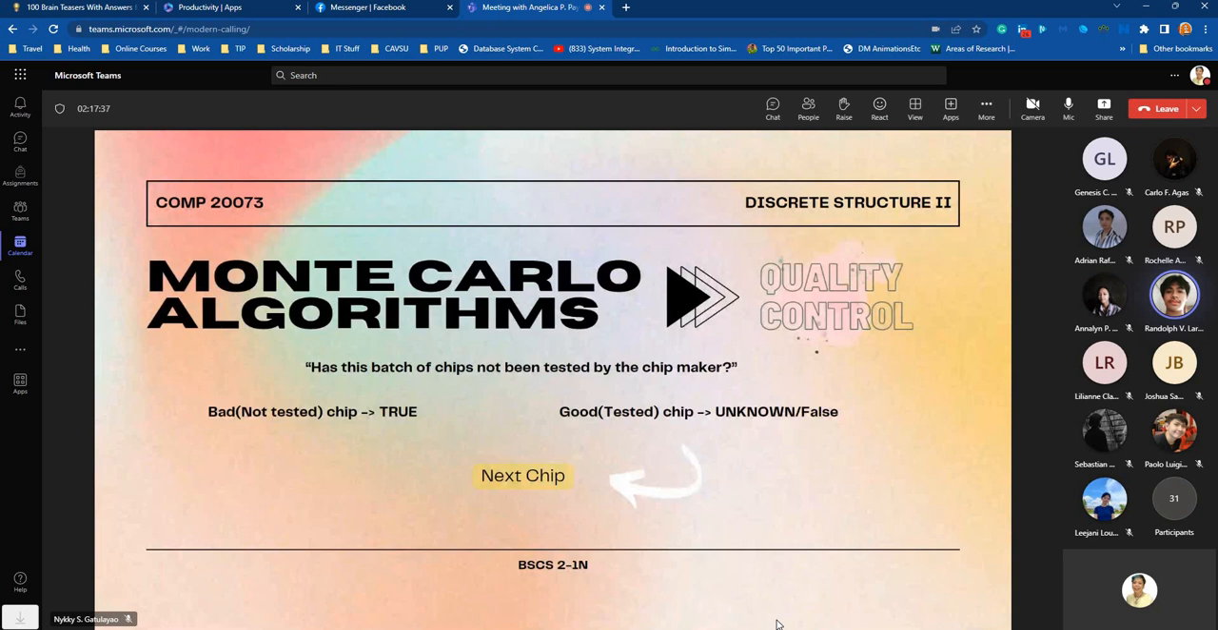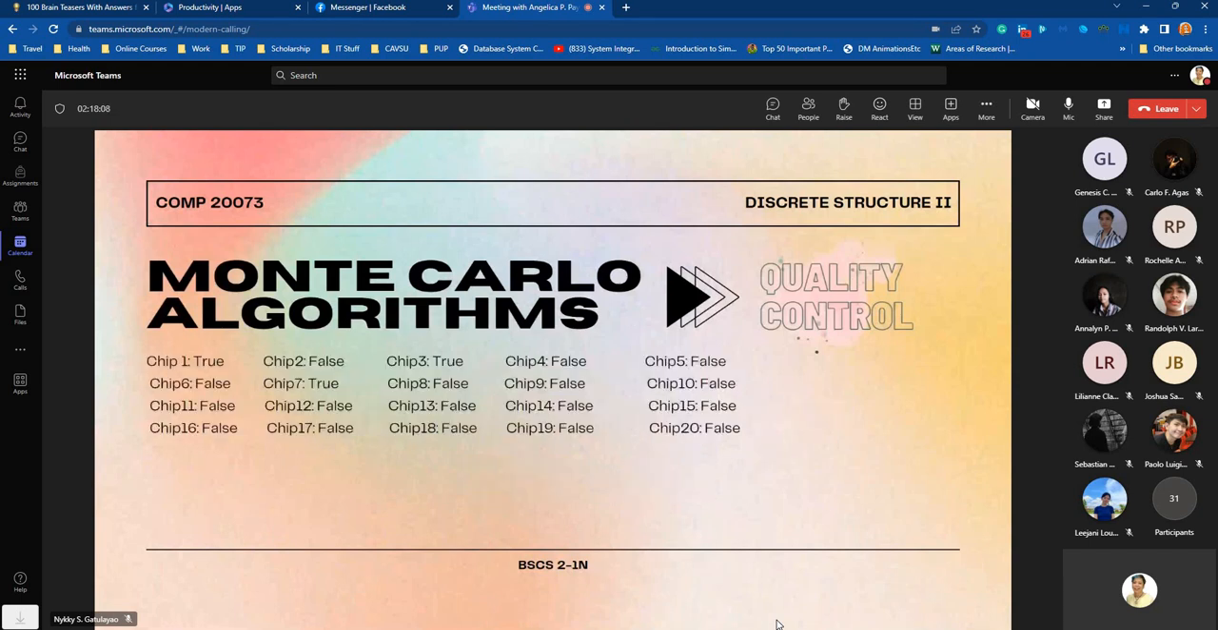So it proceeds by successively selecting chips at random from the batch and testing them one by one. When a bad chip is encountered, the algorithm answers true and stops. If a tested chip is good, the algorithm answers unknown and goes on to the next chip. After the algorithm, so next slide please. So, ayan. So, for example, nag-test tayo ng 20 chips. Next slide ulit.